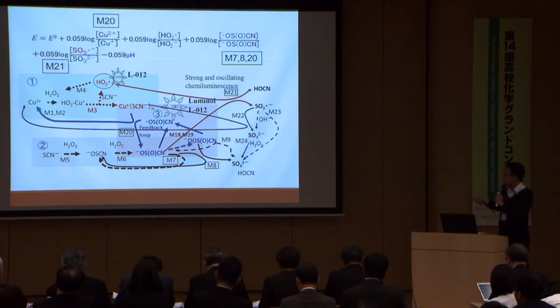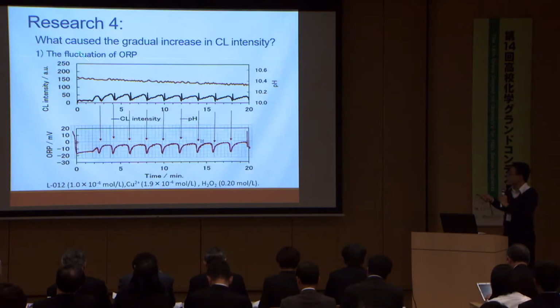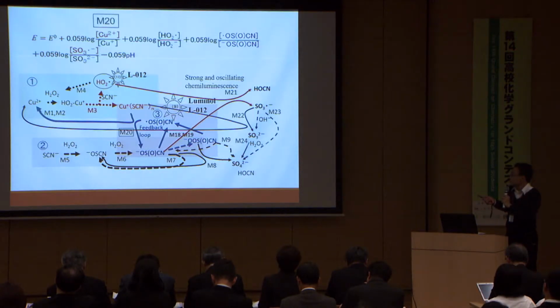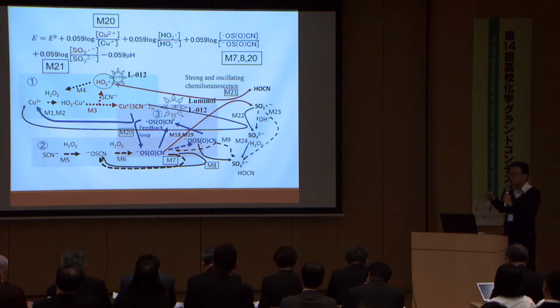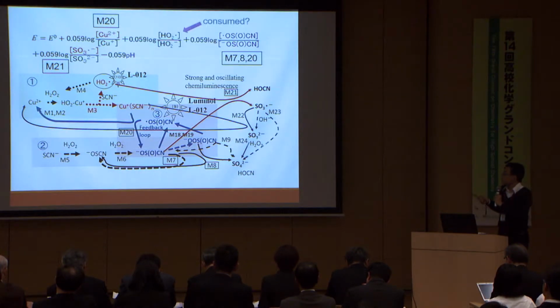And for the pH, as you can see, when the reaction is going on, the pH is decreasing, so that means that the value of this part should increase. But ORP has decreased at that point, so we made a hypothesis that maybe these radicals are substantially consumed at that time.